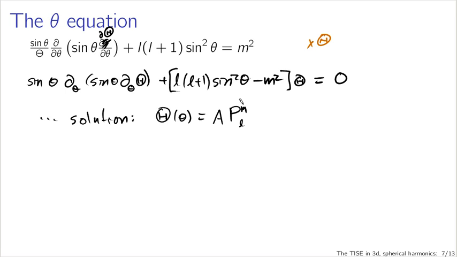And it has a subscript L and a superscript M. This is not raised to a power, this is just a superscript. And in order to get this theta function, I have to evaluate my associated Legendre function at the cosine of the angle. These associated Legendre functions are a little bit like the Hermite polynomials we encountered when we were solving the quantum harmonic oscillator problem.